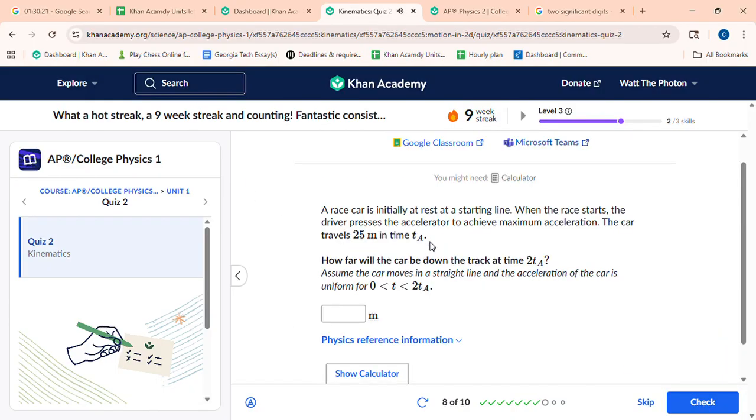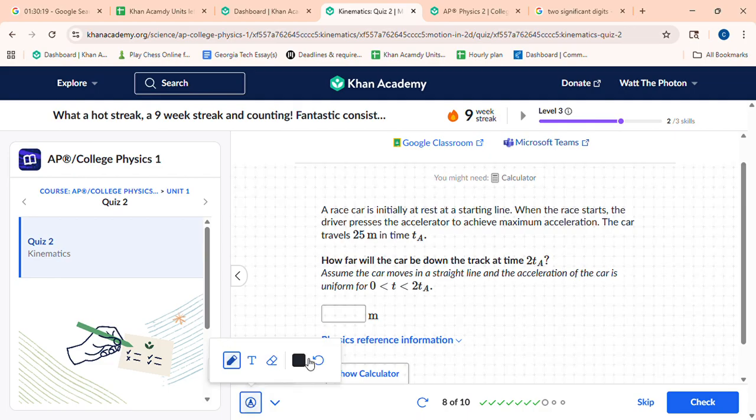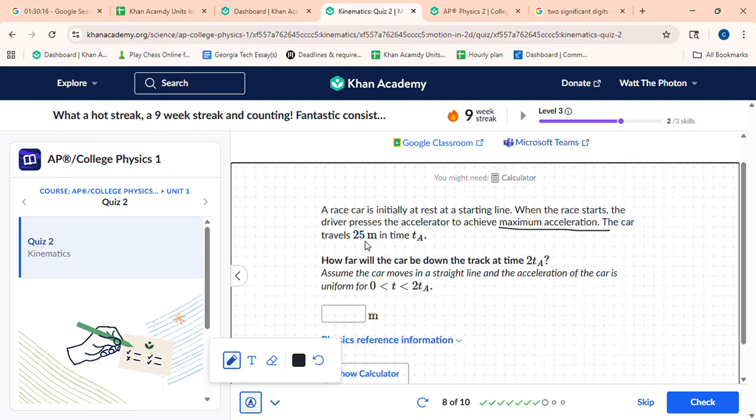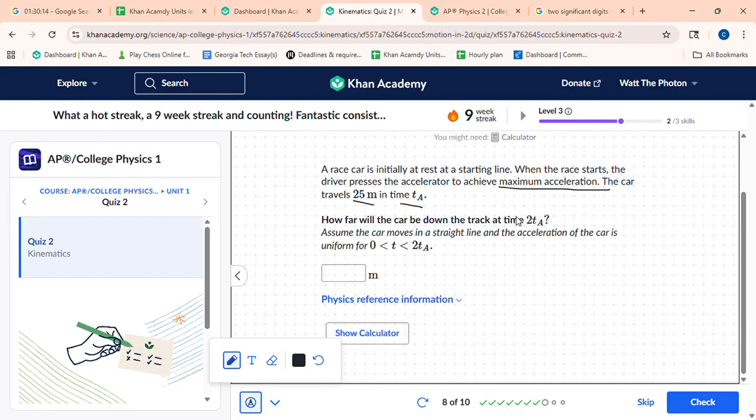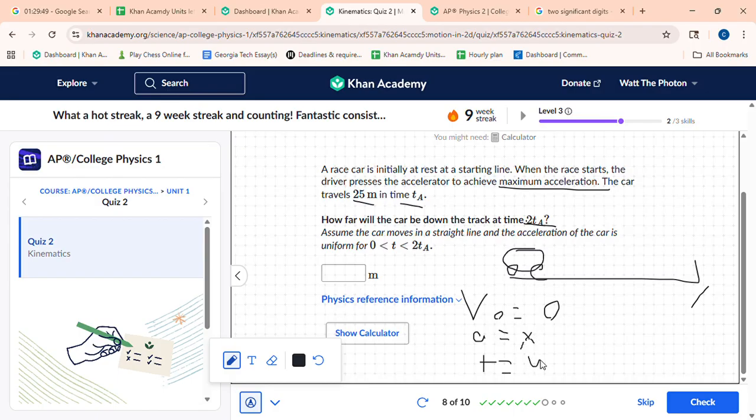A race car initially is at the starting line. Maximum acceleration. 25 minutes in time. How far will the car be tracked down at time 2? So you have a race car going. We have V naught equal to 0. Acceleration is equal to some arbitrary constant, we'll call that X. Time is another arbitrary constant, we'll call that Y.